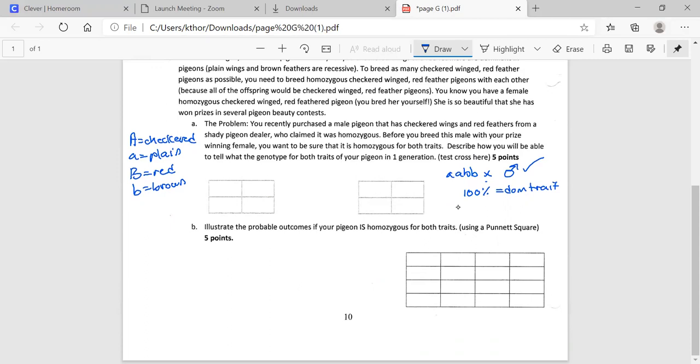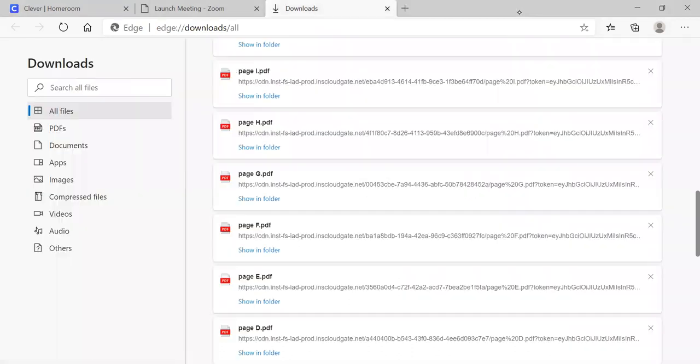Illustrate the probable outcomes if your pigeon is homozygous for both traits. So with this, your female over here is definitely homozygous dominant. If the male is in fact homozygous dominant, this is really easy, guys. 100% of the offspring is going to be just like the parents. There's no other possibility. Okay. All right. That was page G. Let's move on to page H.